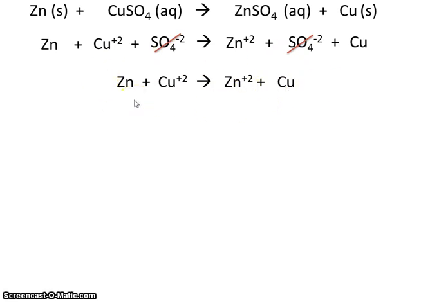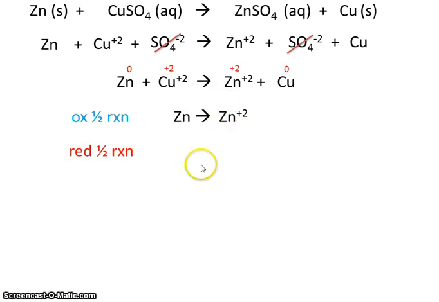We're going to split this up now into an oxidation half reaction and a reduction half reaction. So let's look at zinc. Remember, zinc is losing 2 electrons. It's going from 0 to plus 2. Copper has a charge of plus 2, and it's gaining 2 electrons and then going to 0. So in this case, zinc is being oxidized. Zinc goes to zinc ion, and copper ion is being reduced, turning into elemental copper.